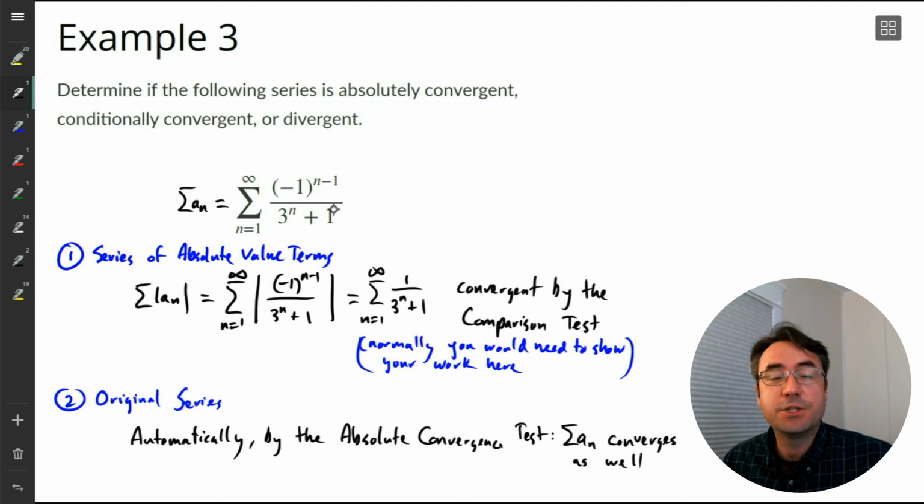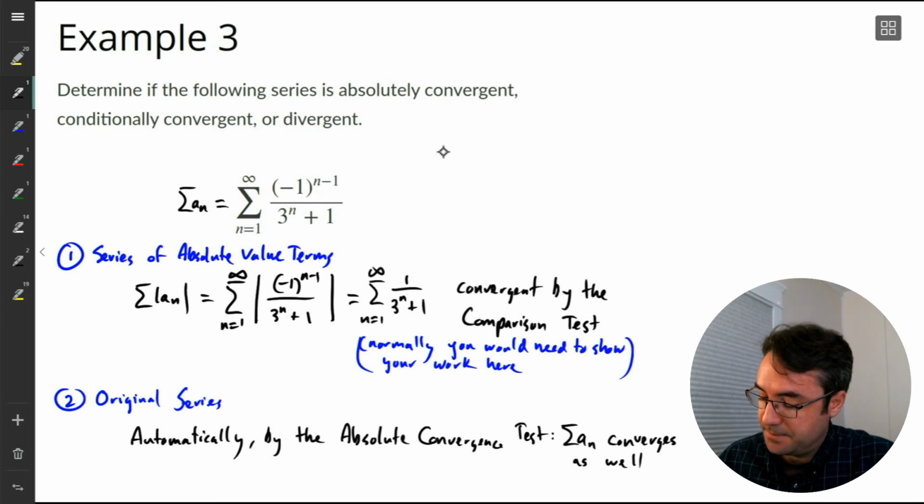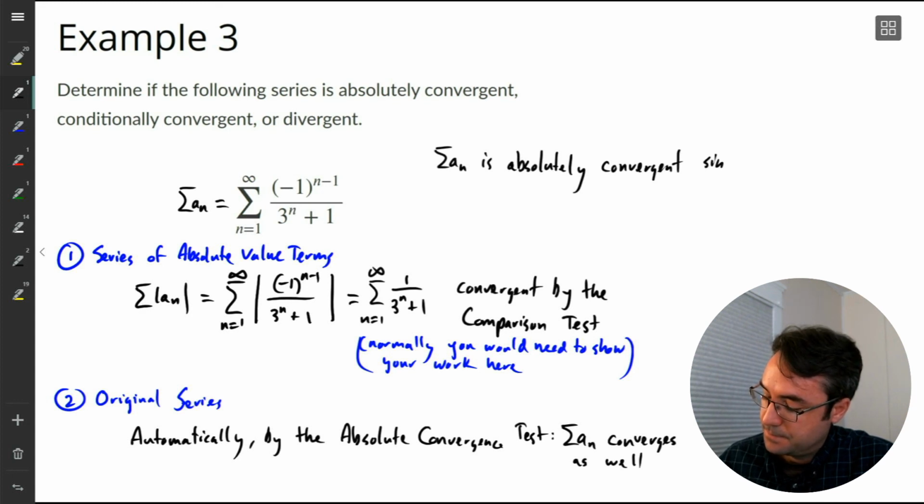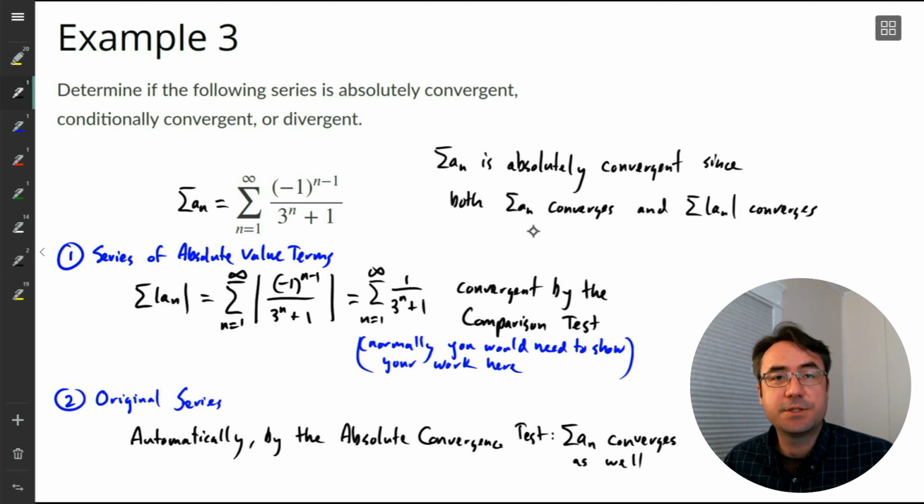So we know this original alternating series converges, and we also know that our series of absolute value terms converges as well. So we can say sigma a_n here is not only convergent, but it's absolutely convergent. When both of these series converge, our original series and the series formed from the absolute value terms, sigma absolute value a_n, we say our original series is absolutely convergent. It's a stronger condition.